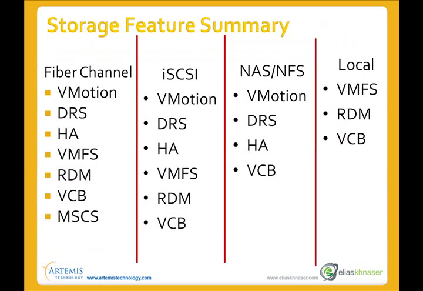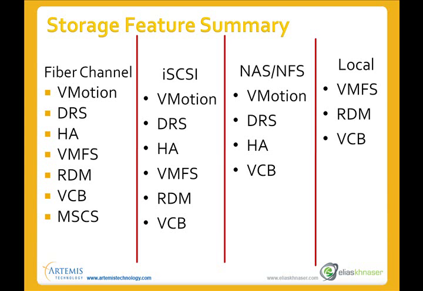Alright, now let's take a look at some of the storage feature summary here. Now with Fibre Channel, as you're going to notice, you're going to be able to do everything that you can do in a virtual infrastructure. You're going to be able to do vMotion, DRS or Distributed Resource Scheduler, HA or High Availability. You're going to have VMFS. You're going to have RDM or raw disk mapping. You're going to have VCB or VMware Consolidated Backup. You're going to be able to do Microsoft clustering services. Now with iSCSI, you're going to be able to do all of the above, everything you can do with Fibre Channel, with the exception of Microsoft clustering.